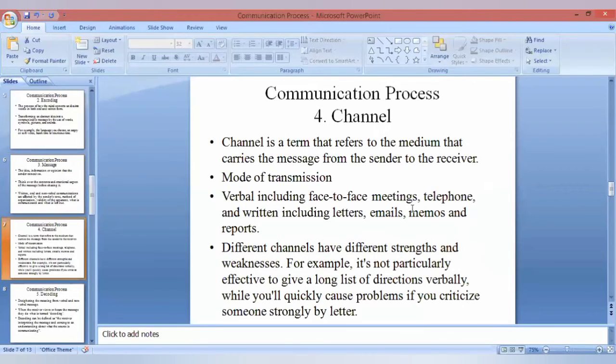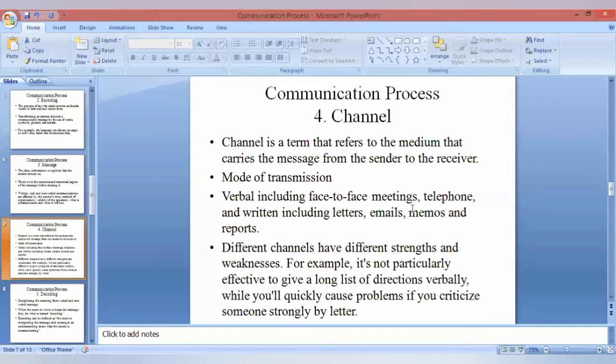And the fourth component of the communication process is channel. Channel is a term that refers to the medium that carries the message from sender to receiver. It is the medium, the mode of transmission, that a sender chooses to carry the message which he has composed, from the sender to the recipient. So it's a mode of transmission.